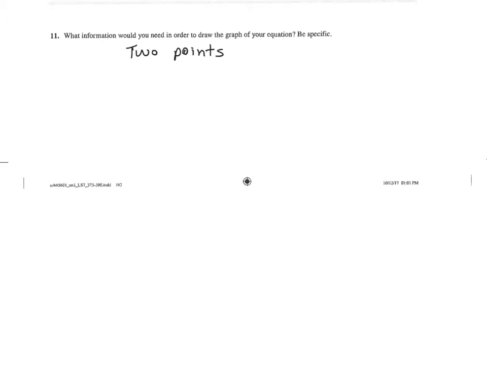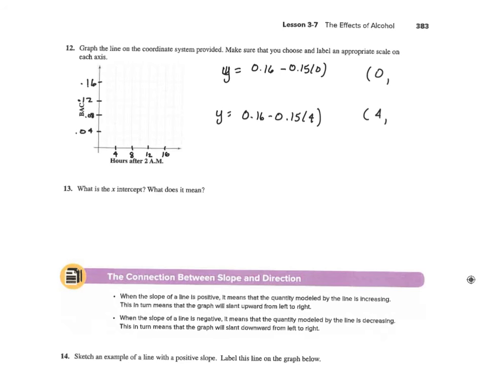You could substitute 0 in for x and then find the output. You could substitute 4 in for x and find the output. And then you'd be able to graph the line from there. I'm going to just try 0 and 2, and on the next page we're going to graph our equation.